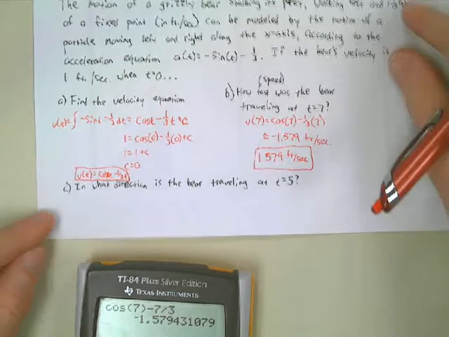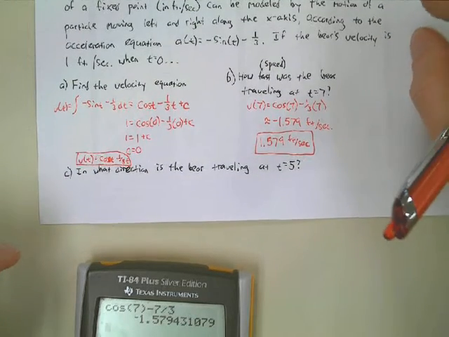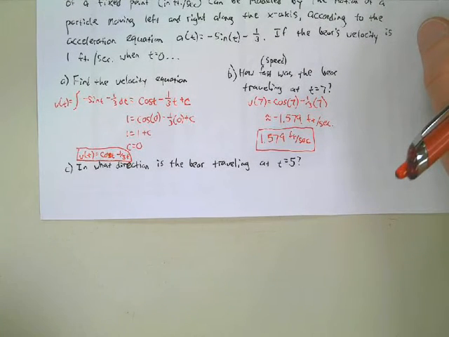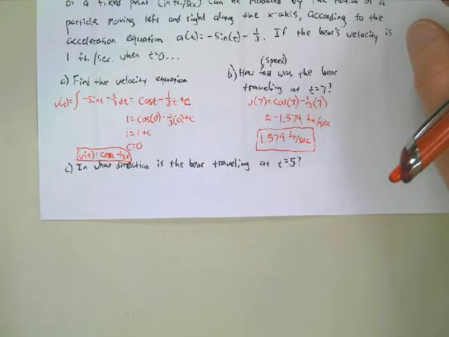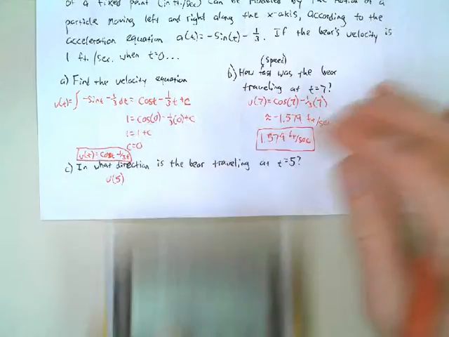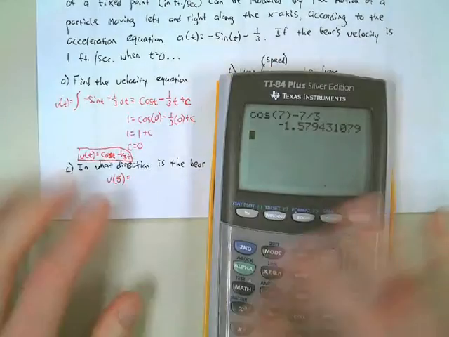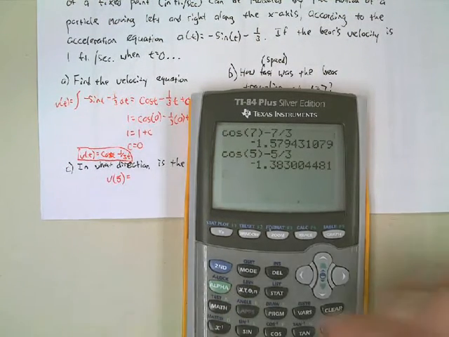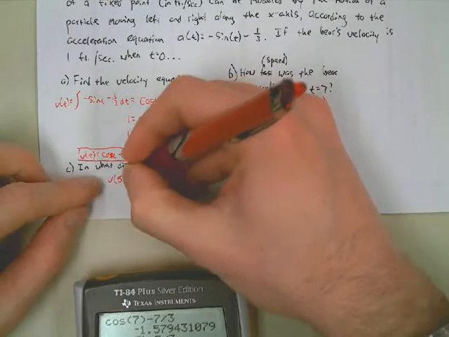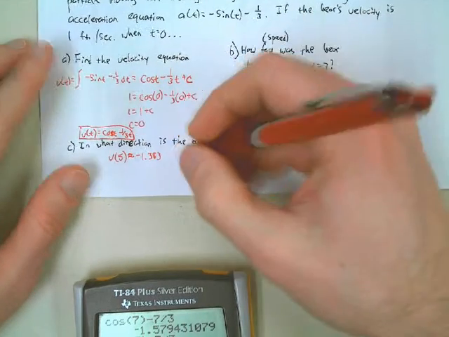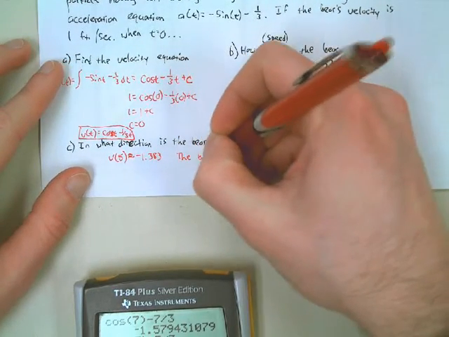So, letter C: in what direction is the bear traveling at time t equals 5? What tells us about the direction of the motion? A velocity, specifically if the velocity is positive or negative. So we'll plug in v of 5 equals cosine 5 minus 5/3. It's approximately negative 1.383, so that means the bear is traveling to the left. Sounds so weird when we put it in terms of a bear.